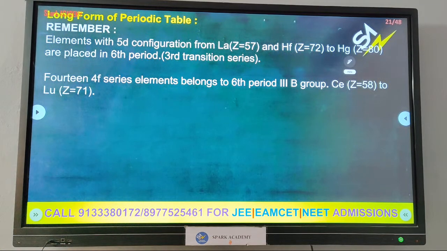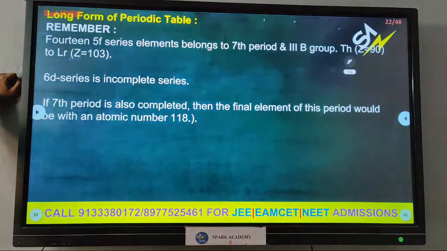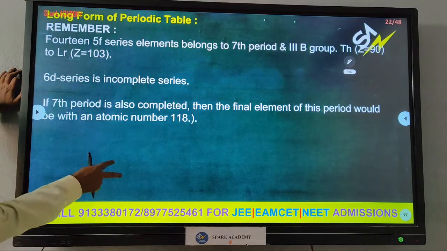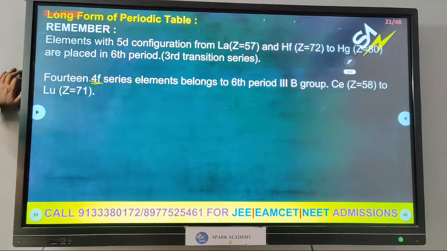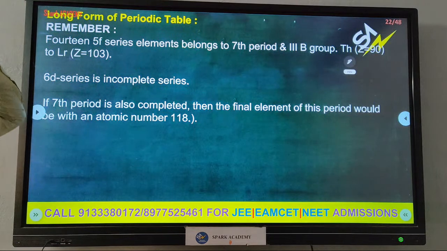And the 14 element 4f series, the fourth one, belongs to the sixth period, third B group. It starts from cerium to lutetium. One more is the 5f series. So in this way, the 14 4f series elements belong to the sixth period, third B group, cerium to lutetium, and the 14 5f series elements belong to the seventh period, third B group, thorium 90 to lawrencium 103.